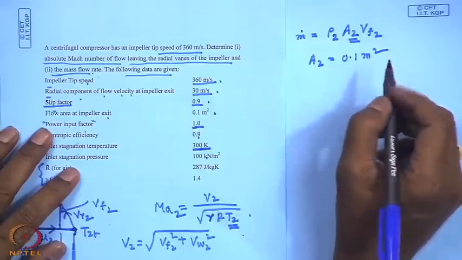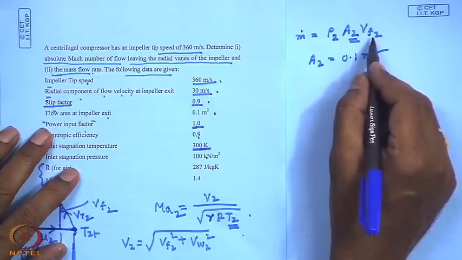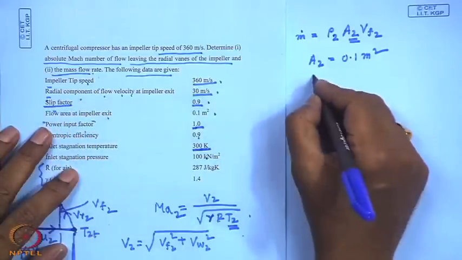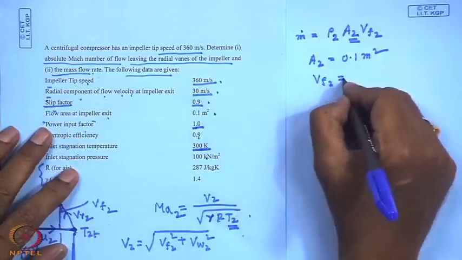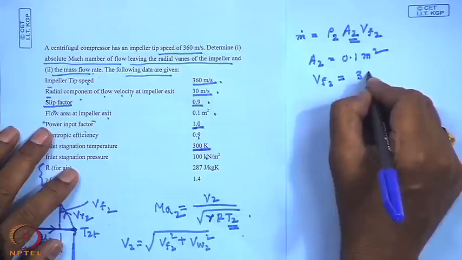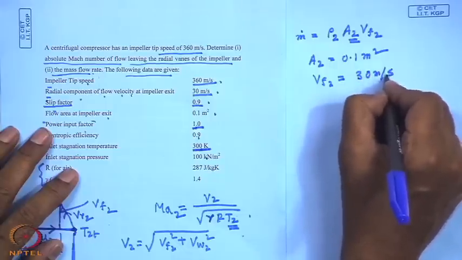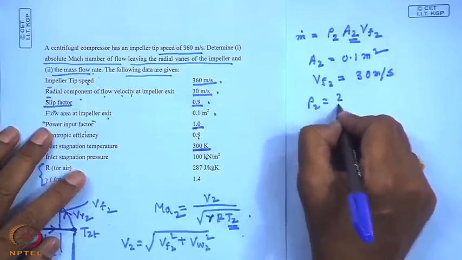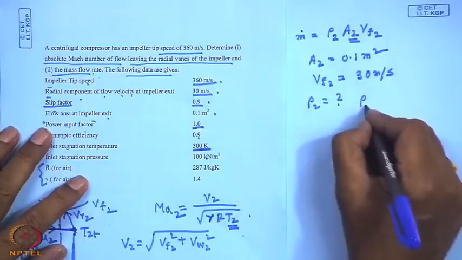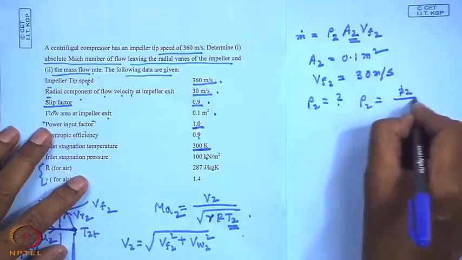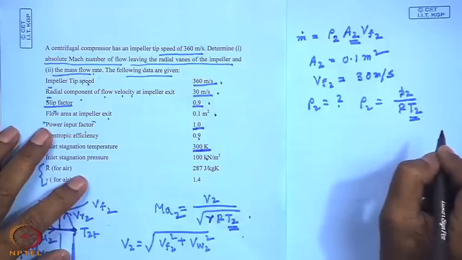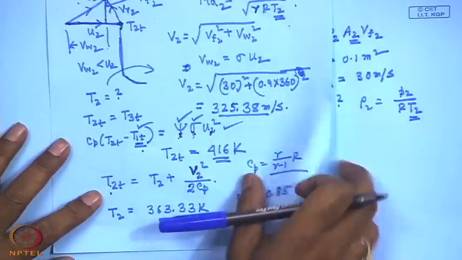So, what is not given? Vf2, the radial flow velocity component at impeller exit, is given. Vf2 is 30 meter per second. What is not given? Rho 2. So, how to calculate rho 2? Now, rho 2 is P2 by R T2. T2, the static temperature, I already know, calculated here. So I don't know P2.